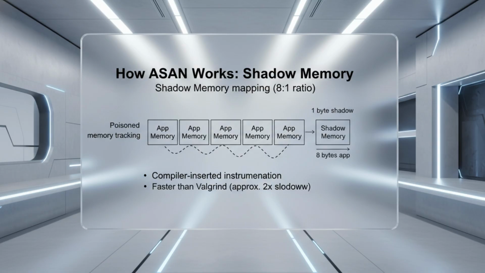The compiler inserts checks before every memory access to verify the state of the shadow memory. If a check fails, the program immediately terminates with a detailed error report. This mechanism is significantly faster than traditional tools like Valgrind.